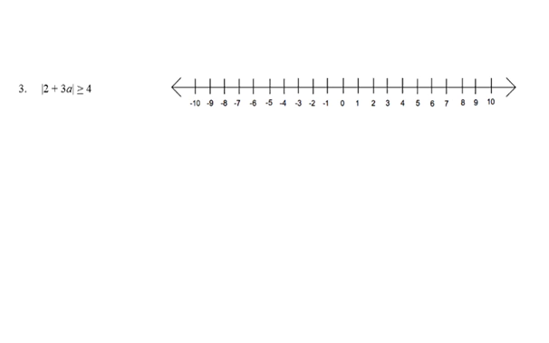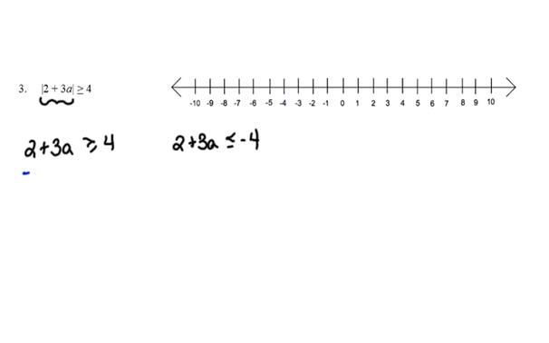Example number 3 also has an absolute value that's all by itself. So we can go ahead and set up our two equations. Again, set the inside of the absolute value, 2 plus 3a, greater than or equal to 4. My second equation, 2 plus 3a, notice no longer do I have absolute values, change the inequality to less than or equal to, and -4.